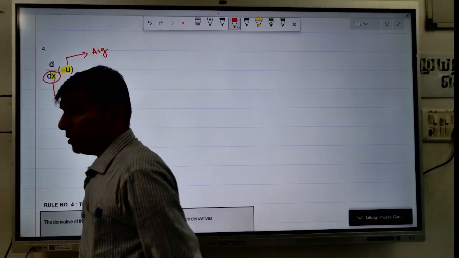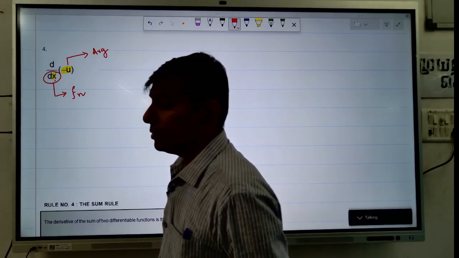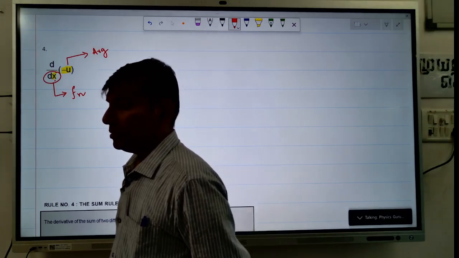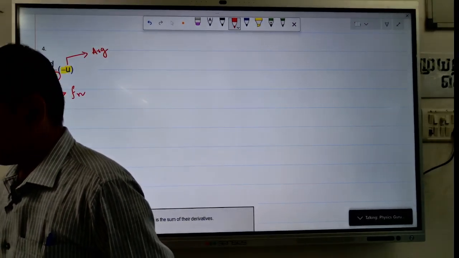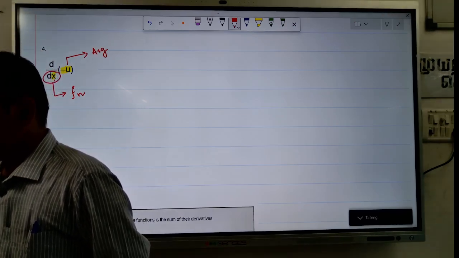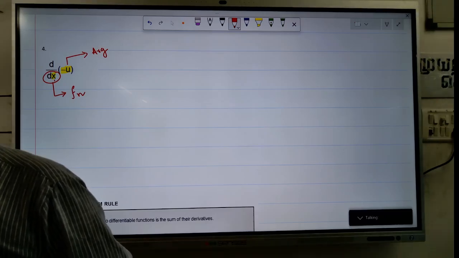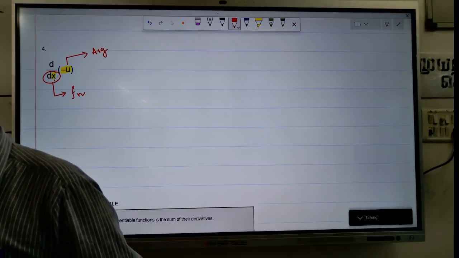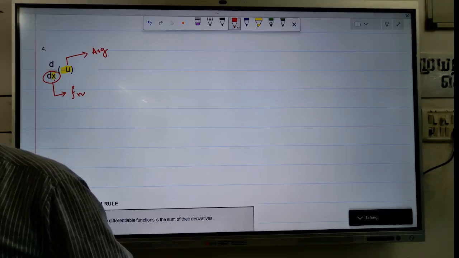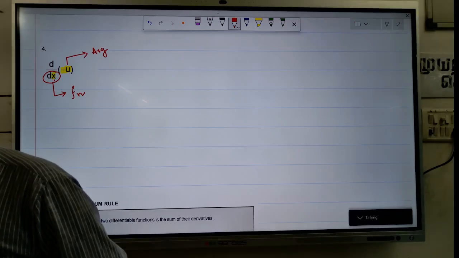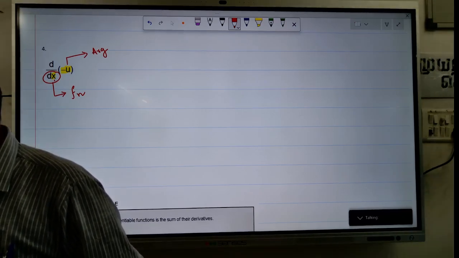Sir, how do we identify the argument and the function? Look, function carries the d symbol. Generally functions carry the d symbol. Okay? Noted?